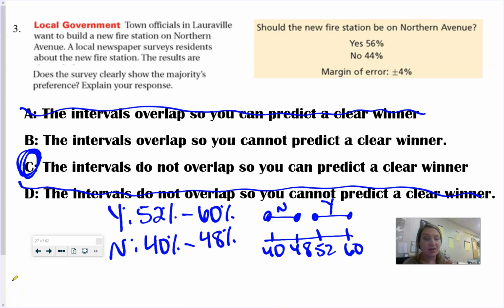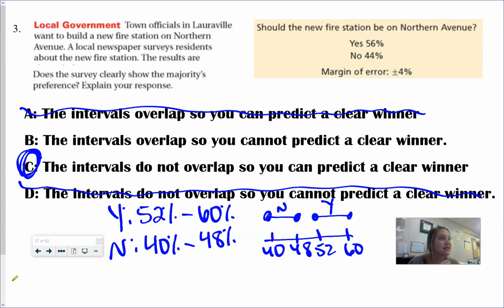All right. You probably thought I was going to flip-flop on you, but it's the same outcome as last time. There is no overlap. There is no possible way for the no's to ever outbeat the yeses because the maximum number of no's is 48%. The minimum number of yeses is 52%. So there's no way possible for our no's to take the lead. So again, my answer was C. The intervals do not overlap, so we can predict a clear winner.